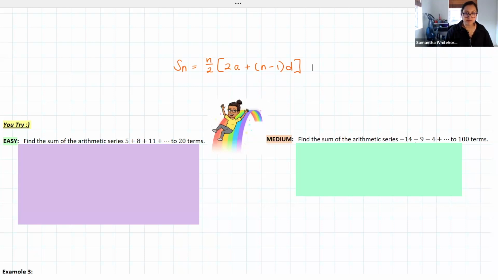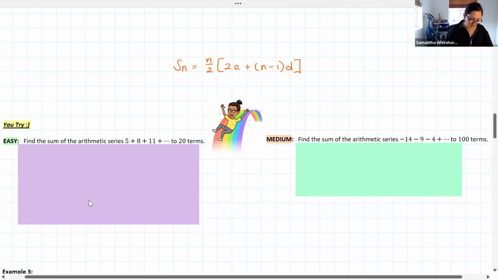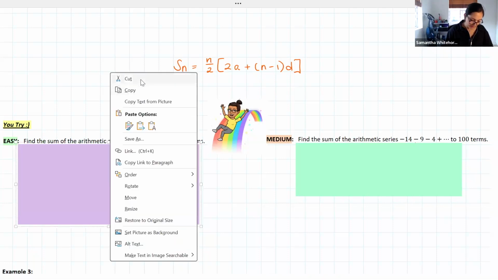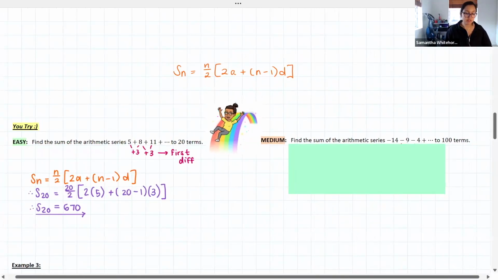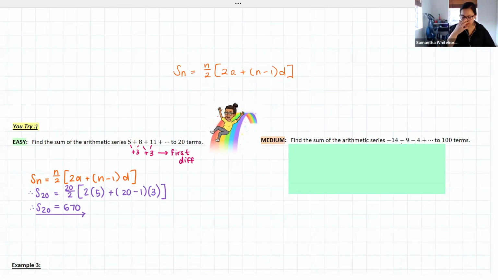Alrighty, guys, let's have a look. Okay, so if you did the easy one, the 5 plus 8 plus 11 to 20 terms, remember, work out what your constant difference is. In this case, it was 3. Tuck it into your formula, 670.